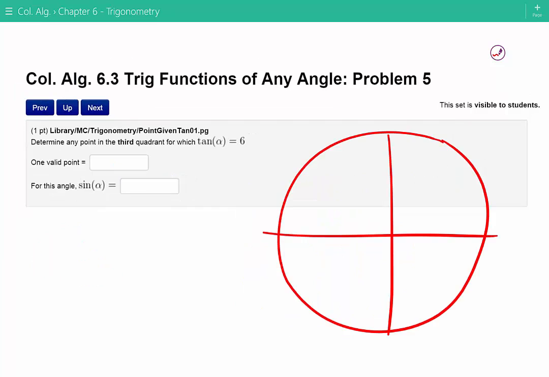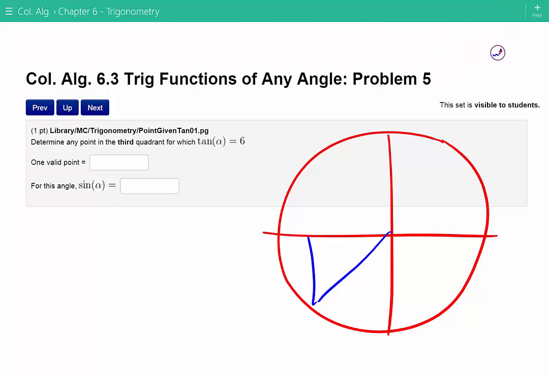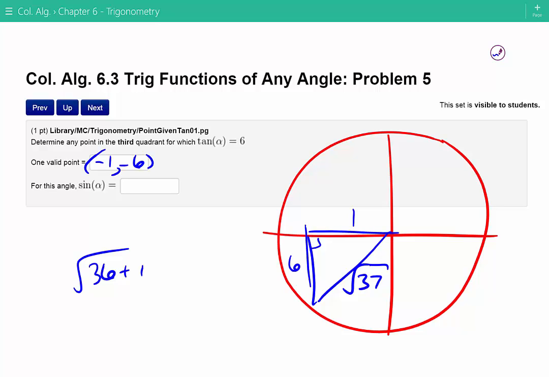Alright, the next problem wants us to determine any point in the third quadrant for which the tangent of alpha is equal to 6. There's different ways to do this, but I'm going to call opposite over adjacent 6 to 1, because that would give me a tangent of 6. And then I can do the Pythagorean theorem to find the hypotenuse. That'd be 36 plus 1 square rooted, so the square root of 37 for the hypotenuse. One valid point in the third quadrant for which tangent would be 6 would be (negative 1, negative 6), because I would go back negative 1 and down 6. And then the sine of this angle would be opposite over hypotenuse, so it'd be 6 over the square root of 37.